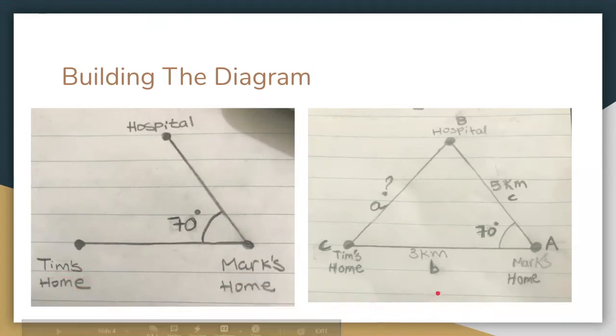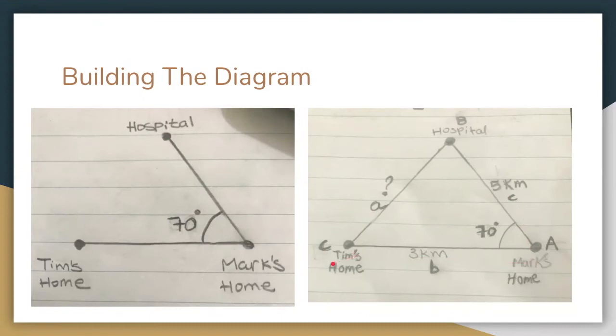Over here on the second diagram, we have labeled hospital as capital B and the side length opposite from hospital as lowercase b. On the right-hand side, for Mark's home, we have labeled it as capital A, and opposite from that, we have labeled the side length lowercase a. And on the left side, we have labeled Tim's home as capital C, and opposite from that, lowercase c.